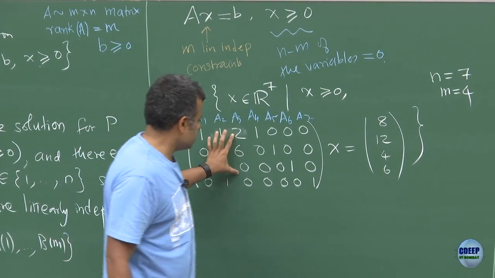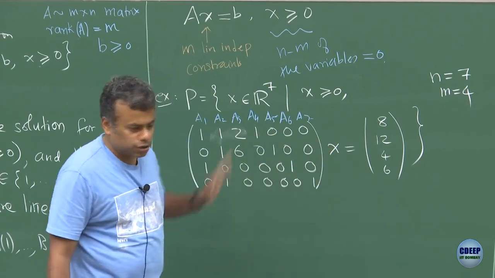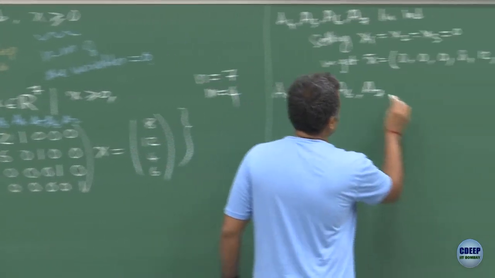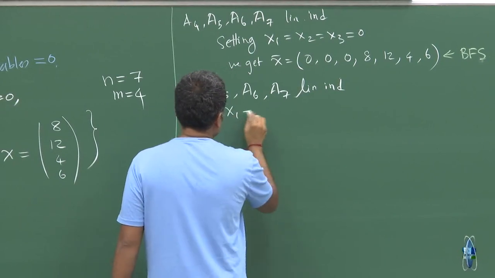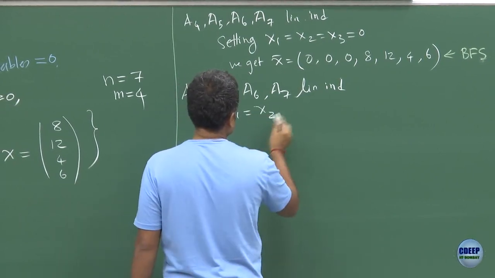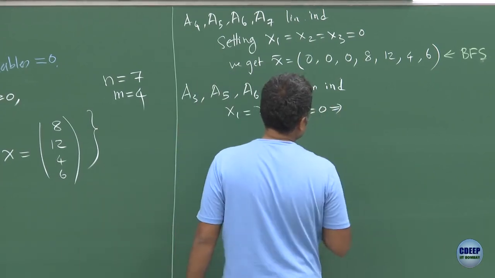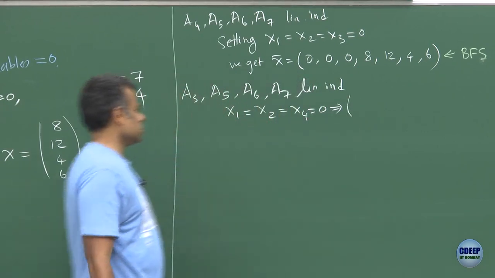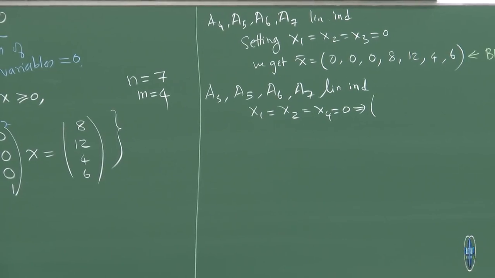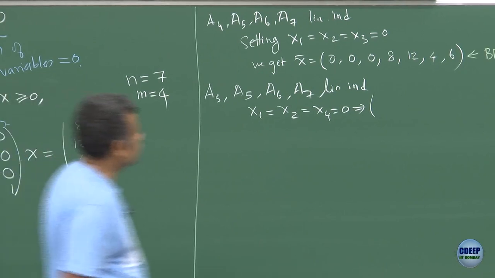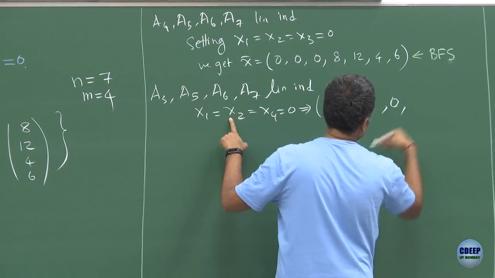So, again, we can easily see that a3, a5, a6, and a7 are linearly independent. We can verify that. So, they are indeed linearly independent. So, what do you do? You set x1, x2, and x4 to 0, and you get 0, 0, 0, 0.